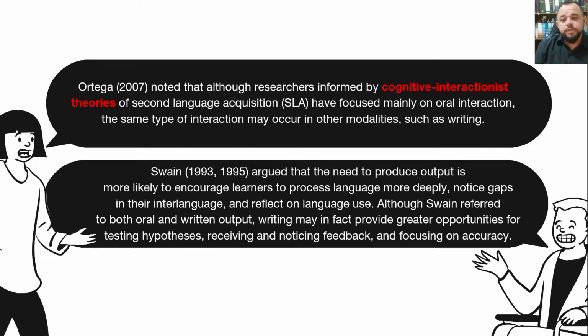Ortega noted that although researchers informed by cognitive interactionist theories of second language acquisition, SLA, have focused mainly on oral interaction, this type of interaction may occur in other modalities too, such as writing. Swain argued that the need to produce output is more likely to encourage learners to process language more deeply. They notice gaps in their interlanguage and they reflect on language use. Although Swain referred specifically to both oral and written output, writing may in fact provide greater opportunities for testing hypotheses, receiving and noticing feedback, and focusing on accuracy.